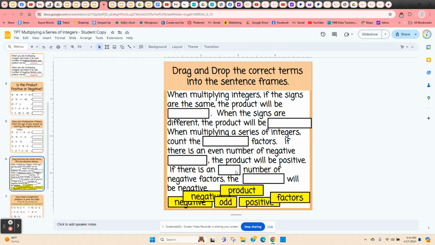When they get to slide 6, now they're going to do some drag and drop. So they're just going to move these terms by clicking and holding on the edge and move them into the correct place in the sentence frames.